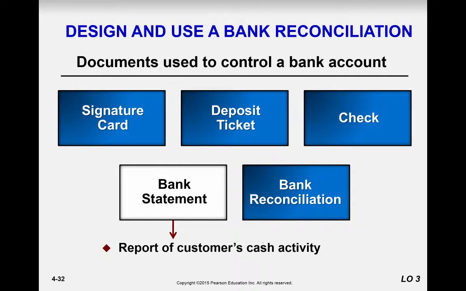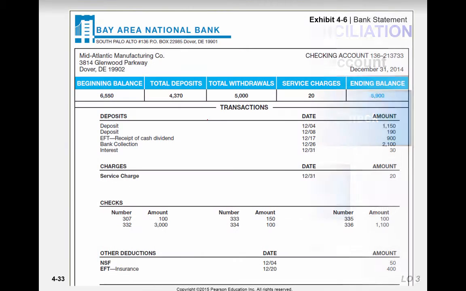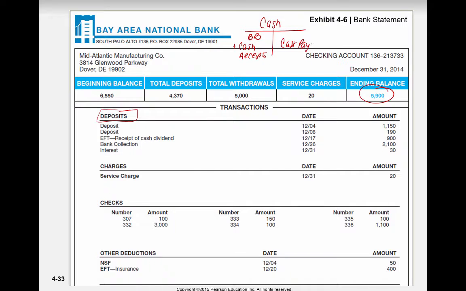And so this you usually get, and it tells you all your cash activity, the ins and outs of your cash activity. This is our balance per bank. So here you see our bank statement, and here's our ending balance, and here it gives us all of our deposits and all of our charges and our checks and then other deductions. Now recall in our cash account, in our T account, cash has a beginning balance as a debit. We add to that cash receipts and we subtract cash payments to get to our ending balance.